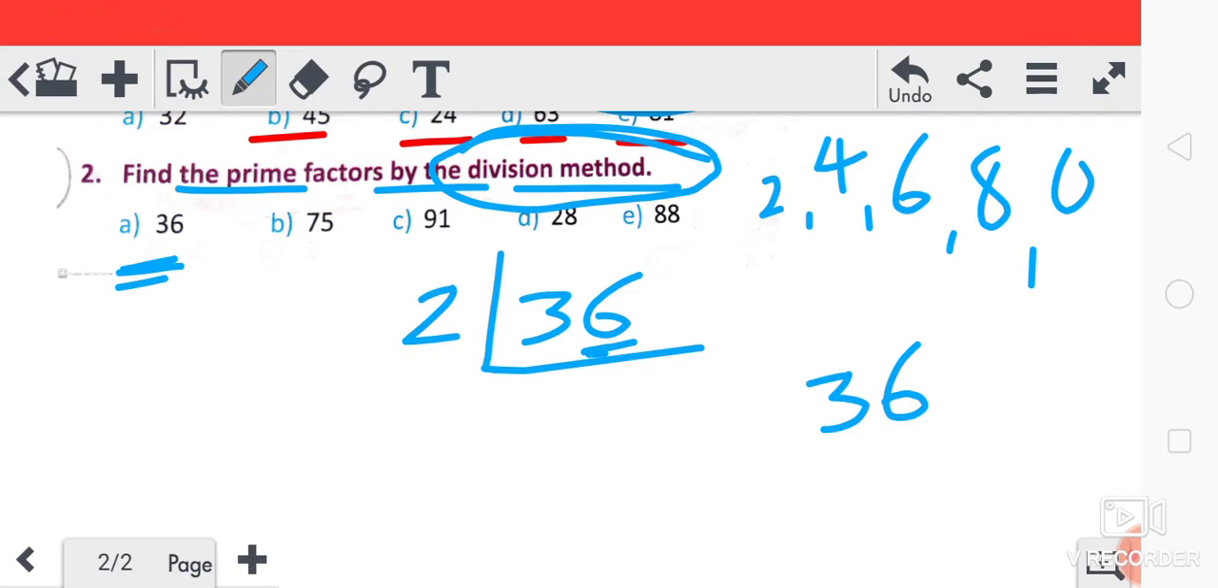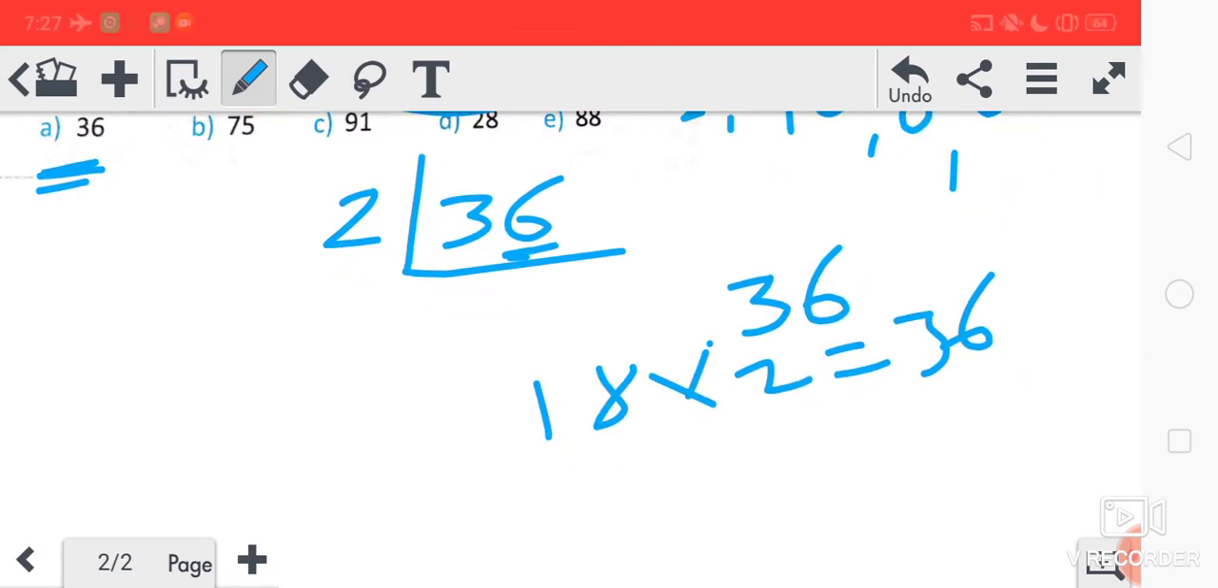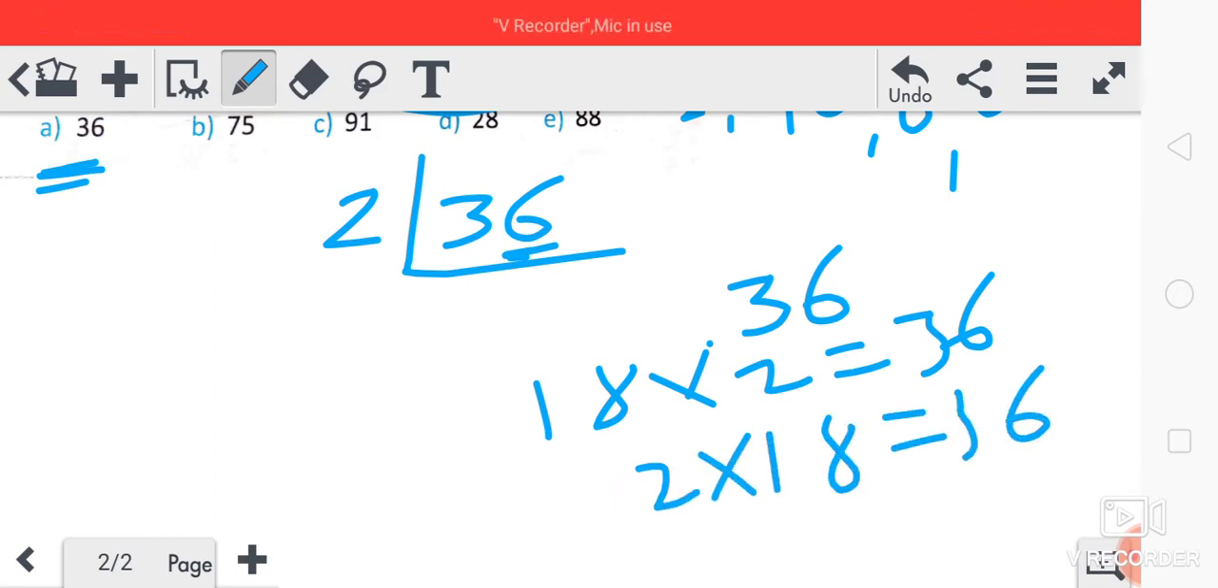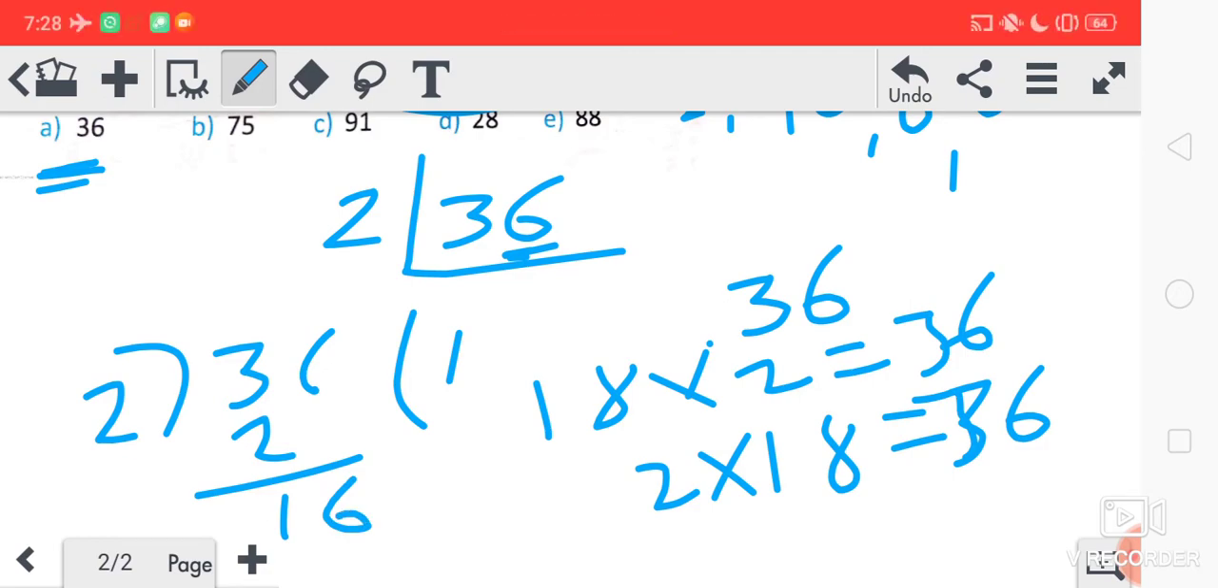So if you have learned the table, then you know that 18 into 2 is equal to 36, or you can write 2 18 times is equal to 36. And suppose you forgot the table, then how can you do it? You divide 36 by 2. 2 1s are 2, 3 minus 2 is 1, this 6 will come down, and 2 8s are 16.